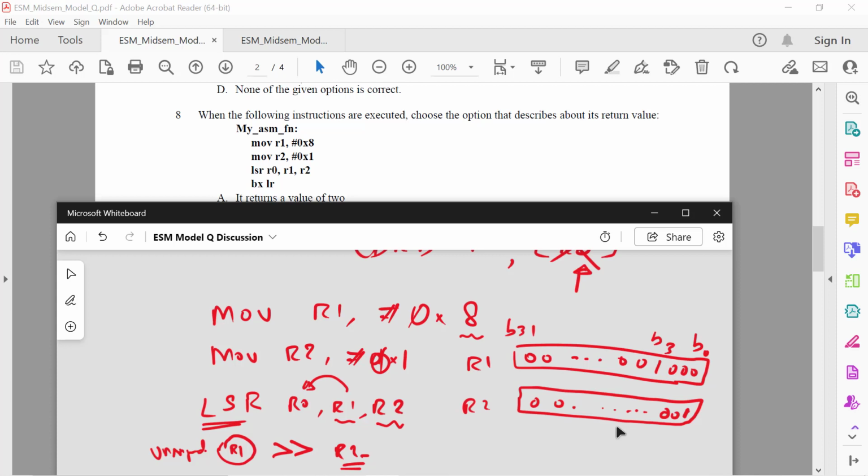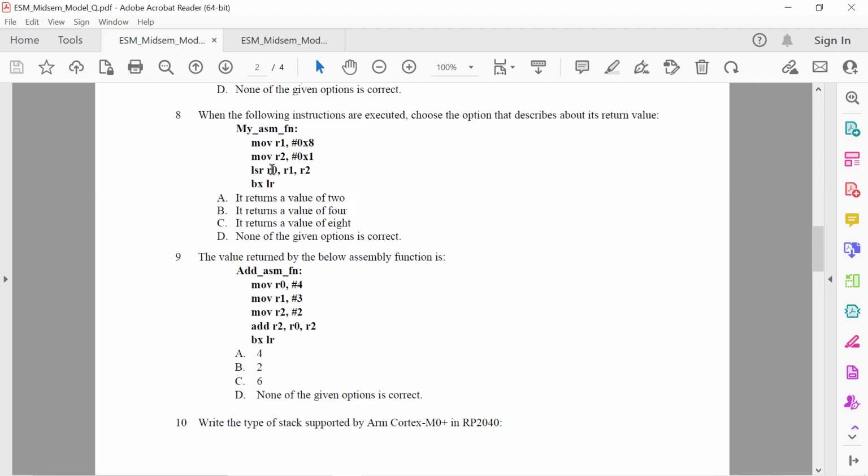So what is in R1? 8 is there, which is 1000 in binary, and the rest is 0. I am shifting it by how many bits? 1 bit. That means it is right shifted, and all zeros come in, so it becomes 4. It is then moved into R0, and BX LR means you are going out.